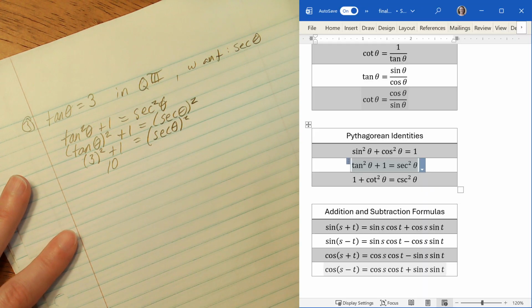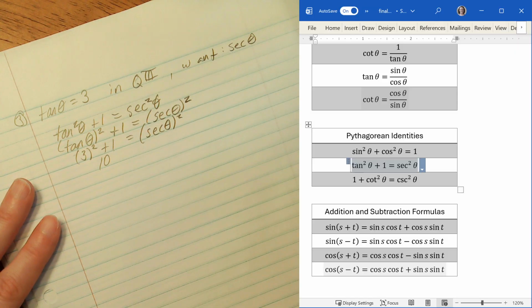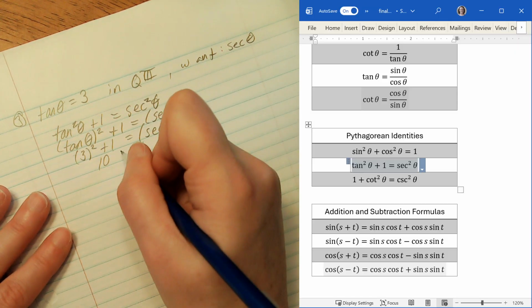I just had a bad feeling, like maybe when I went over this in class I said that was 4. If I did that, I'm sorry.